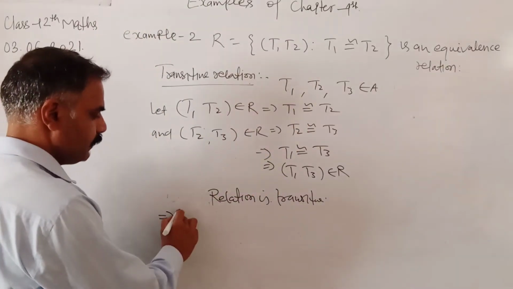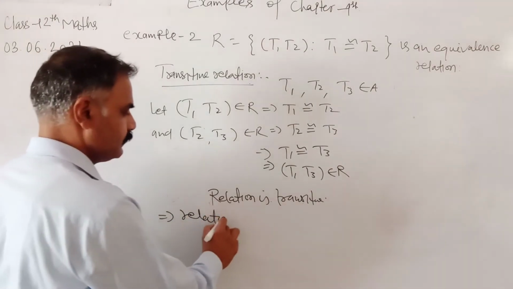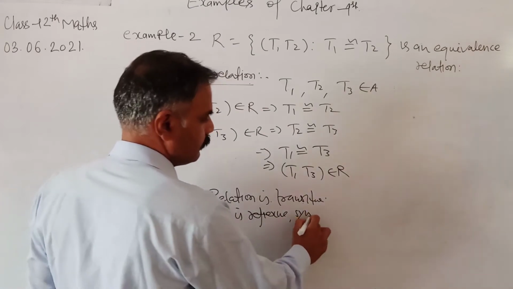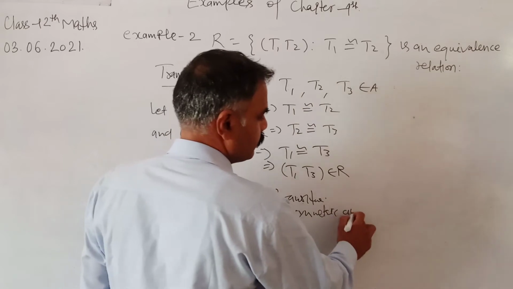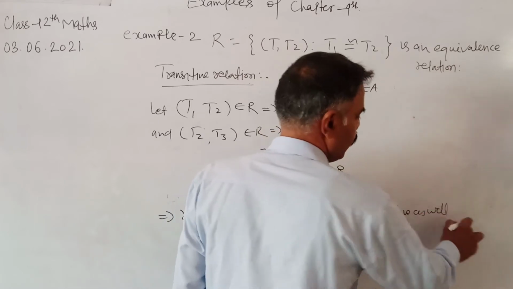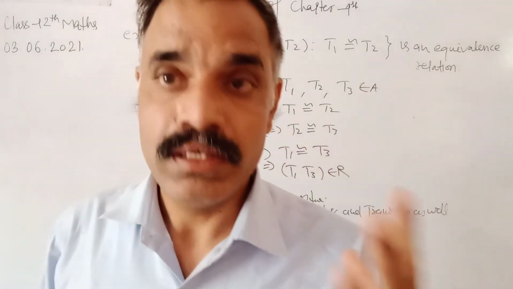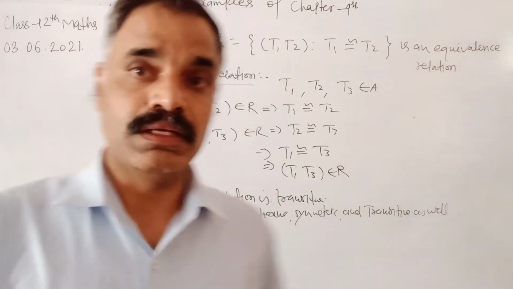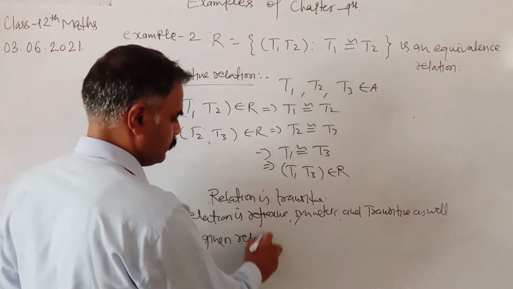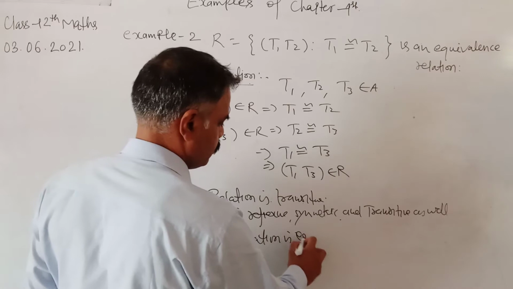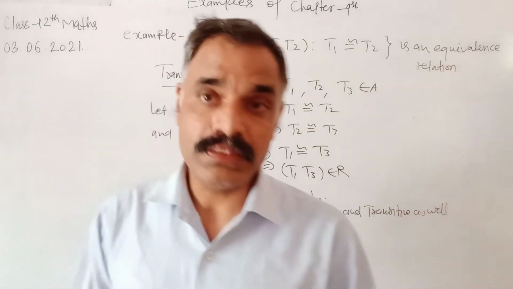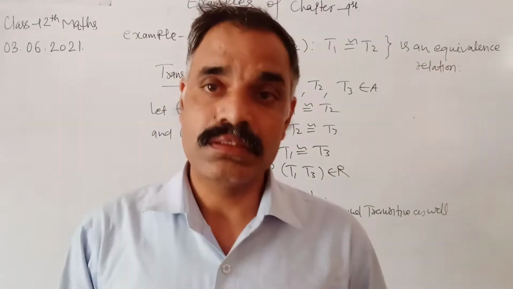So the given relation is reflexive, symmetric as well as transitive. What have we shown? We have shown that the relation is reflexive, symmetric and transitive as well. This implies that the given relation is an equivalence relation as per the definition of equivalence relation. In this way we can prove that the given relation is an equivalence relation.